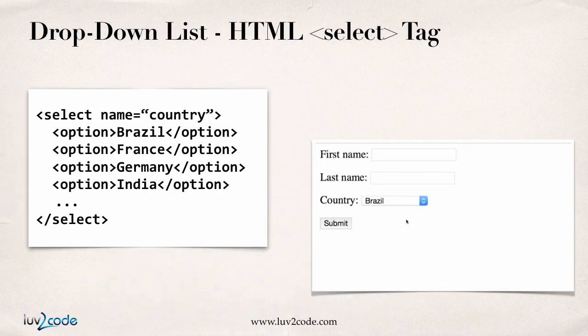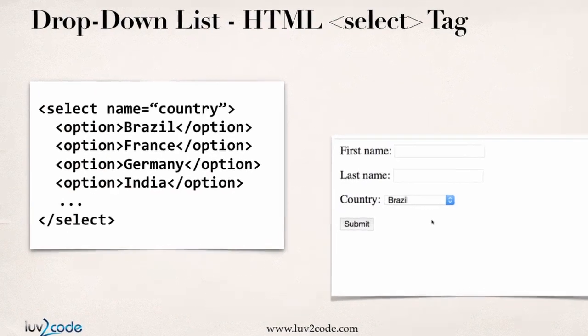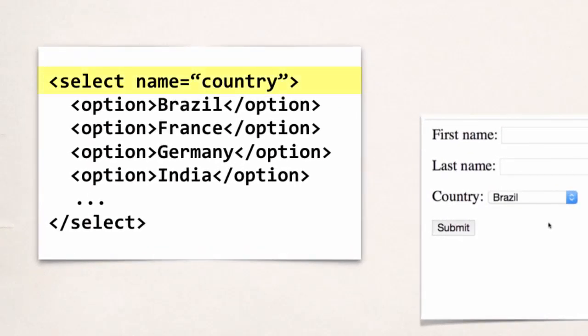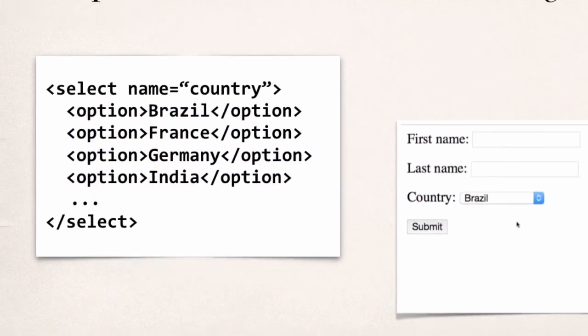Okay, so let's look at the HTML code for building a drop-down list. So basically you make use of a select tag. So here we have select and we say name equals country. And then you drop in all the different options that you'll have here for the drop-down list. So here we have option Brazil, France, Germany, India, and so on. And this will actually help us build the drop-down list for our application.